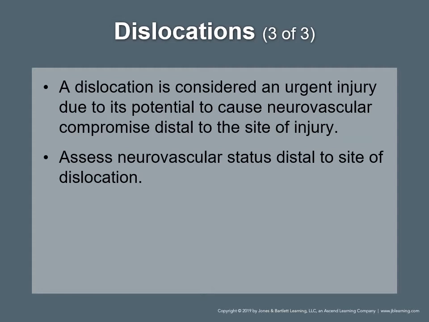A dislocation is considered an urgent injury because of its potential to cause neurovascular compromise distal to the site of injury. Always assess the patient's neurovascular status distal to the site of dislocation. What are we checking when we check neurovascular status? We're looking for PMS or CMS, pulse motor sensory or circulation motor sensory.